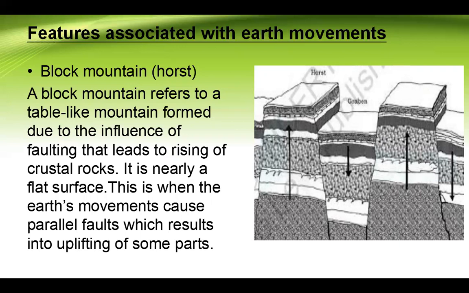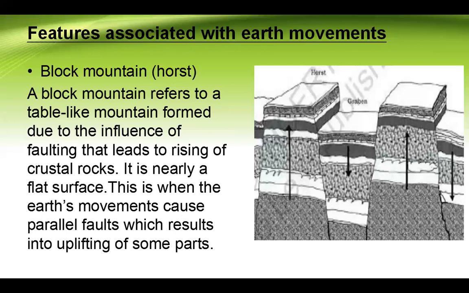So this is when the Earth's movements cause the parallel force, which results in the uplifting of some parts. As you can see in the diagram there, there are the uplifted parts and the other ones which remain down are caused by the fault, because before it was like a level plane. Now because of these tectonic forces causing some parts to go up and the other to remain down, the one that goes up is what forms the block mountains.